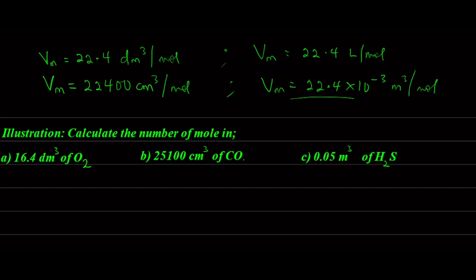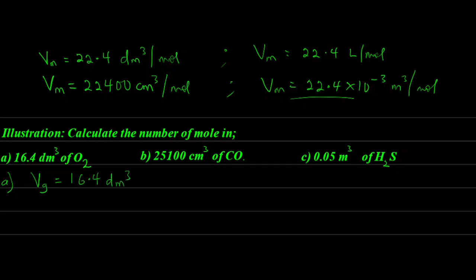So how are we going to work it out? I'm going to be solving the first example for us. You can send your answers to the B part and the C part through the comment section, so that I can help you cross-check them. So the parameter given, which is the volume of the gas involved, is O2 and its volume is 16.4 dm³.